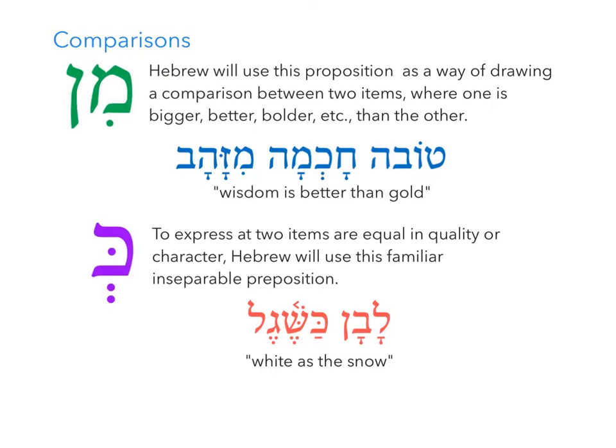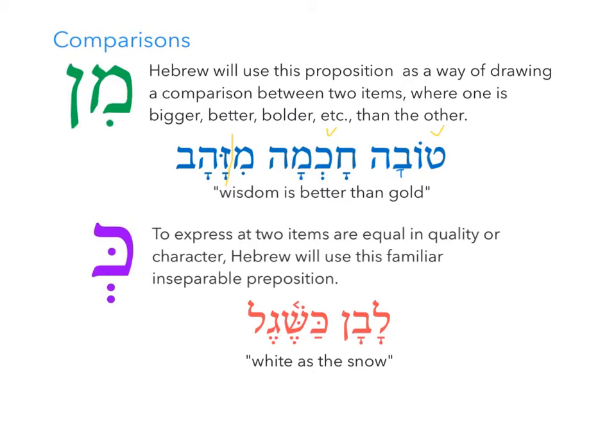Probably the best way to highlight this is to just look at an example like we have here. So this first example, we have tova, in blue even. Tova, chochma mizahav. So if we want to talk about what each of these items are, we have tova, good, chochma, wisdom, mizahav. And what we're seeing there is our min with our assimilated nun in the zayin, zahav meaning gold.